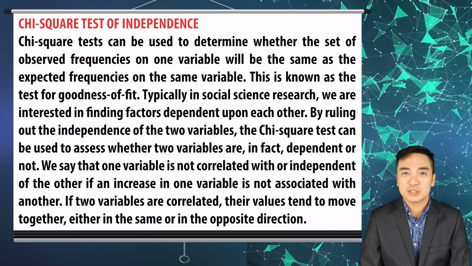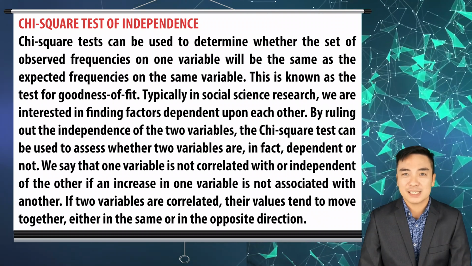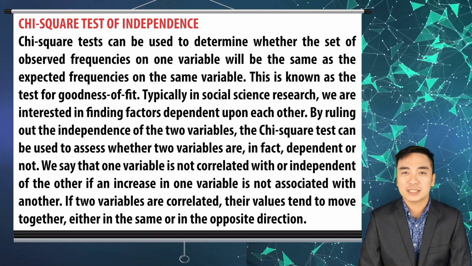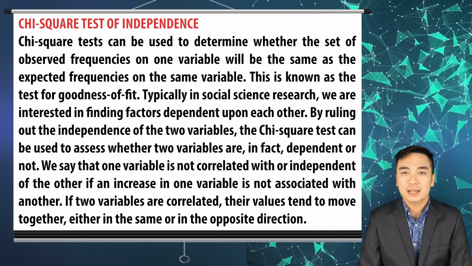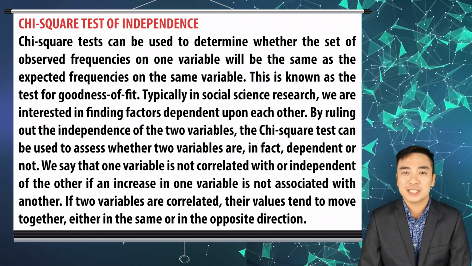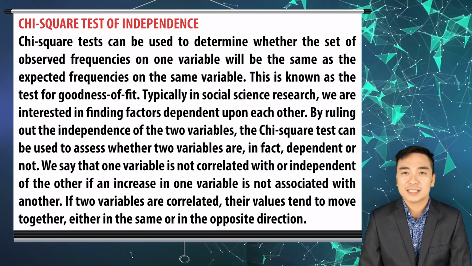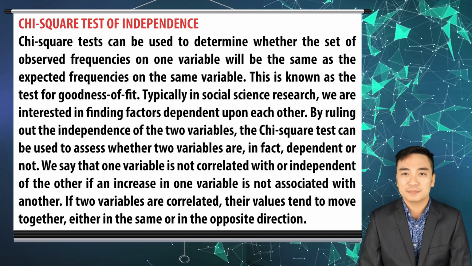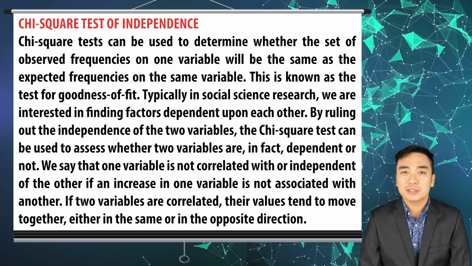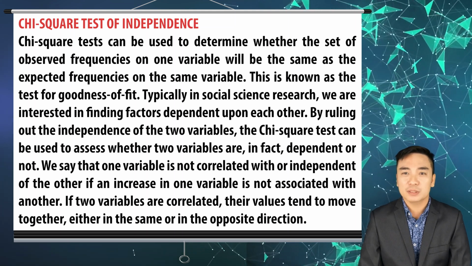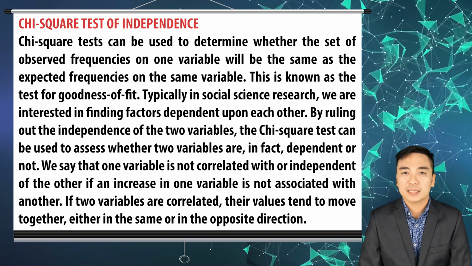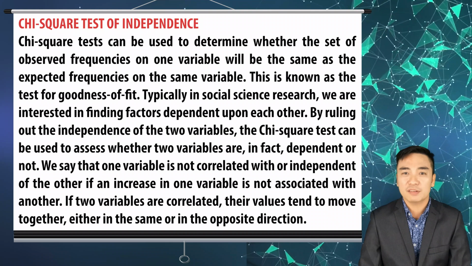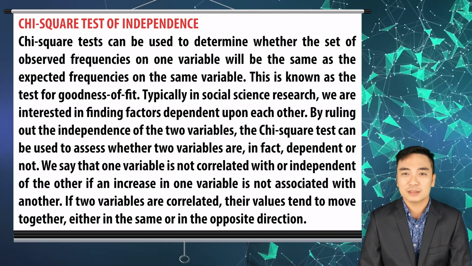What does it mean to be independent in this sense? It means that the two factors are not related. Typically, in social science research, we are interested in finding factors dependent upon each other. By ruling out the independence of two variables, the chi-square test can be used to assess whether two variables are, in fact, dependent or not.